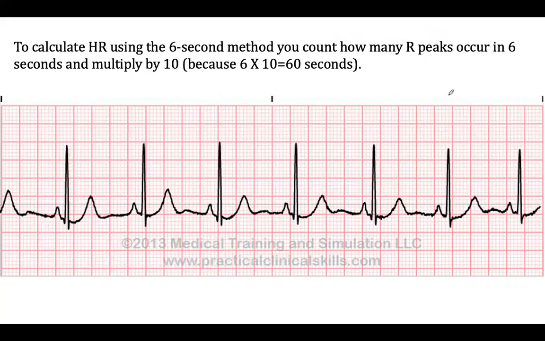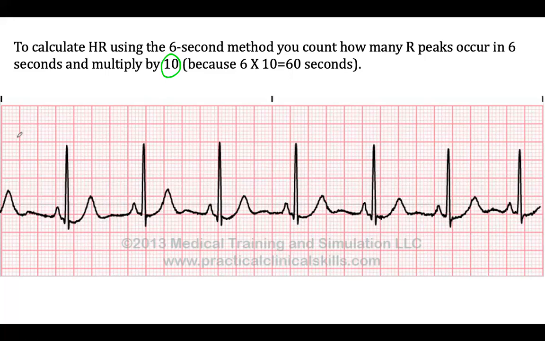Now we're going to repeat the same process, but instead of looking at only 3 seconds, we're going to expand it to 6 seconds. If you're looking at 6 seconds, you have 10 6-second intervals in 1 minute. So keep that in mind. My multiplication, instead of multiplying by 20, I'm going to multiply by 10. Previously I had 20 3-second intervals, now I have 10 6-second intervals in 1 minute.